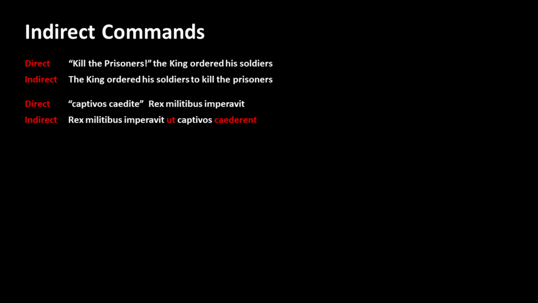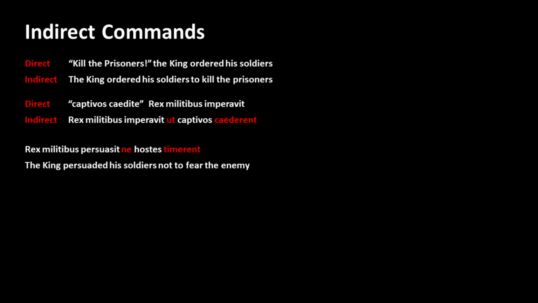What happens if the order is not to do something? Here's the answer. Rex militibus persuasit, ne hostes timerent. The king persuaded his soldiers not to fear the enemy. For a negative, you put ne in place of ut. But notice, ne still goes with a subjunctive for the verb that is enjoined.